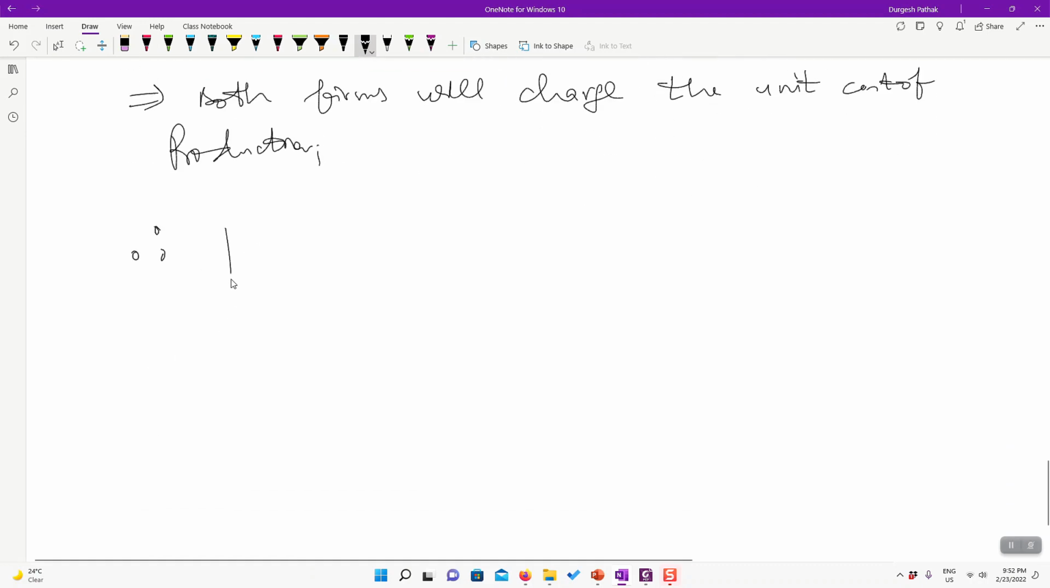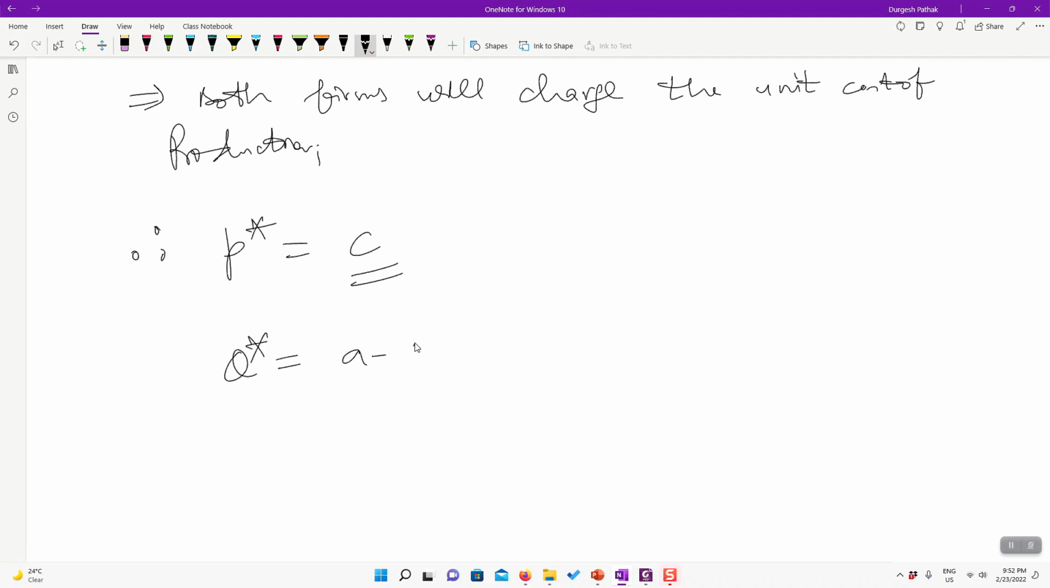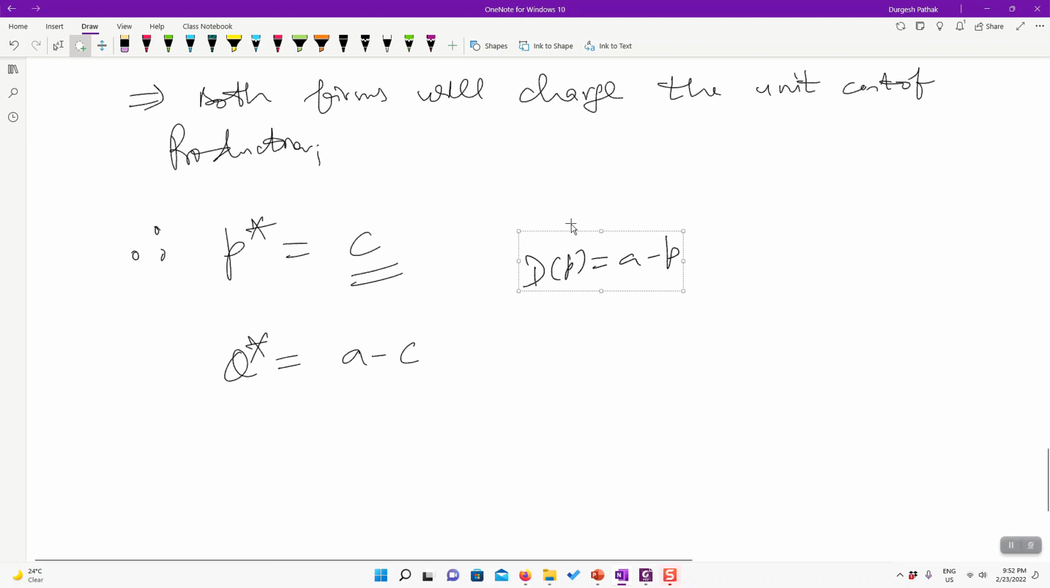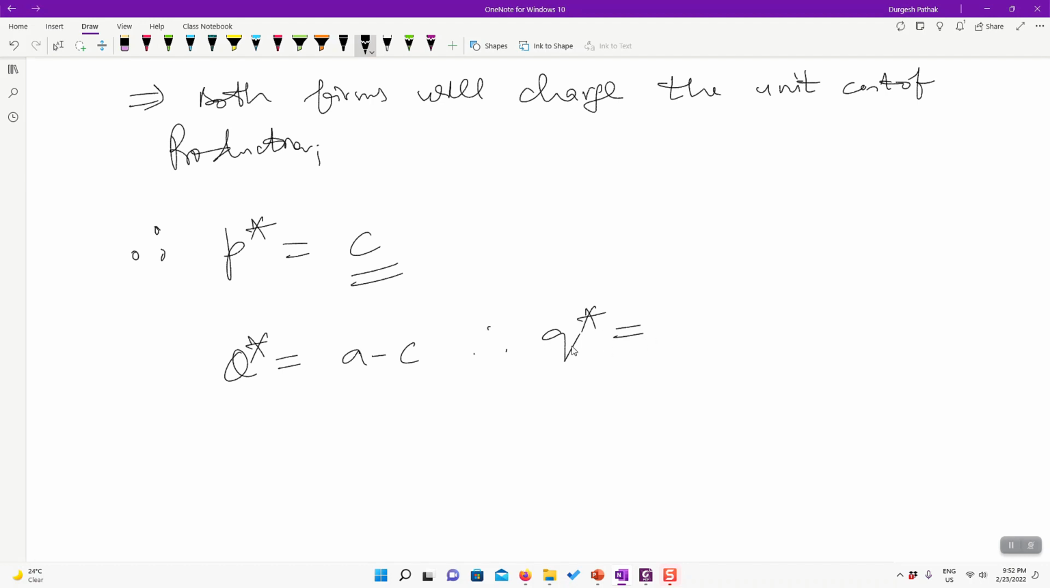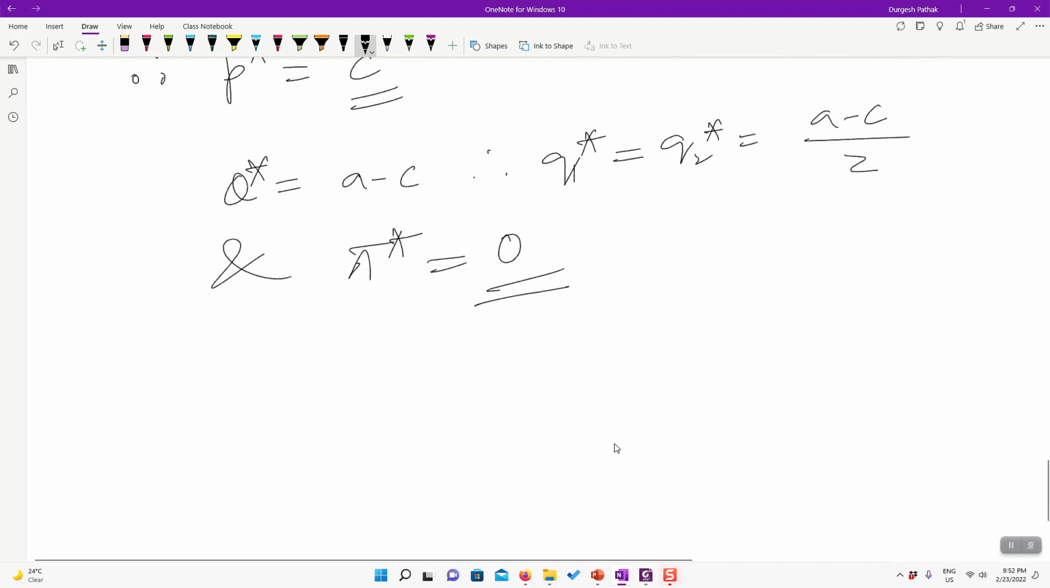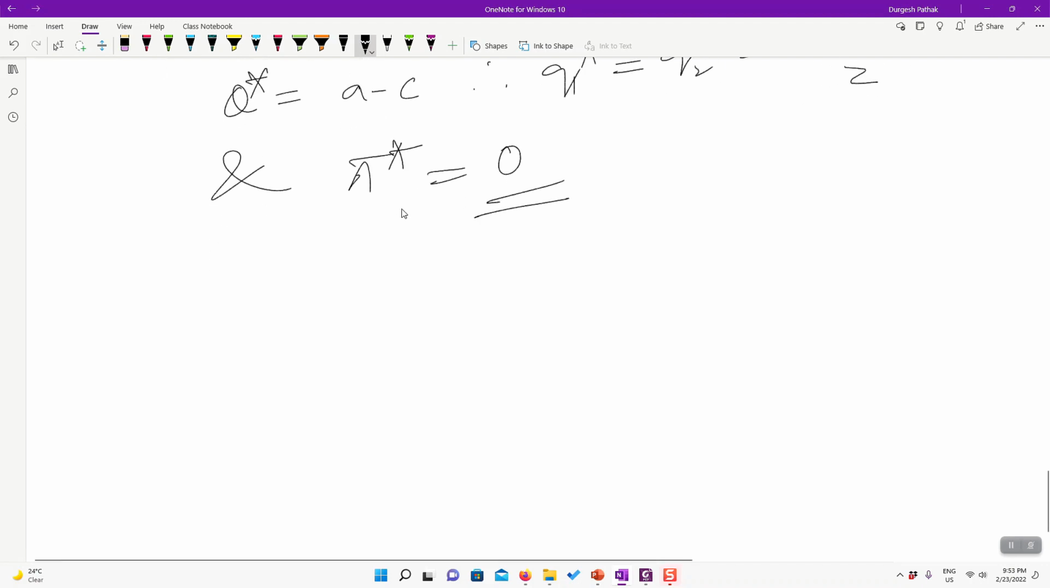And what will be the other equilibrium parameters? So we now know that P star will be C, the average cost, and Q star, the total quantity, will be given as A minus C, because the demand was given as A minus P. So P is C. So we got this here. And then the individual quantity by each firm, Q1 star is equal to Q2 star is equal to (A minus C) by 2, and the profit will be 0. So what is this? Zero profit and price equal to average cost is actually long run competitive equilibrium.